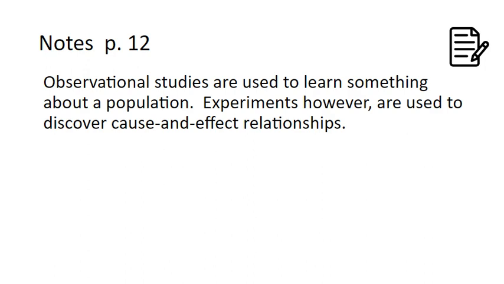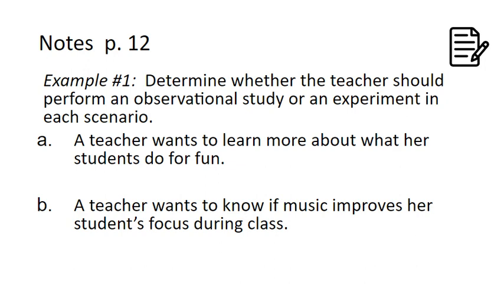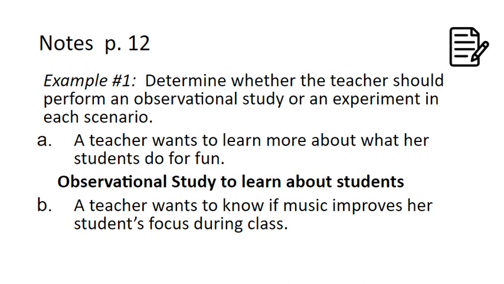Observational studies are used to learn something about a population. Experiments, however, are used to discover cause and effect relationships. That's the big difference between what we've seen before and what we're seeing now. For example, let's determine whether the teacher should perform an observational study or an experiment in each scenario. A teacher wants to learn more about what her students do for fun. Well, we could just observe them or give them a survey to learn a little bit about that.